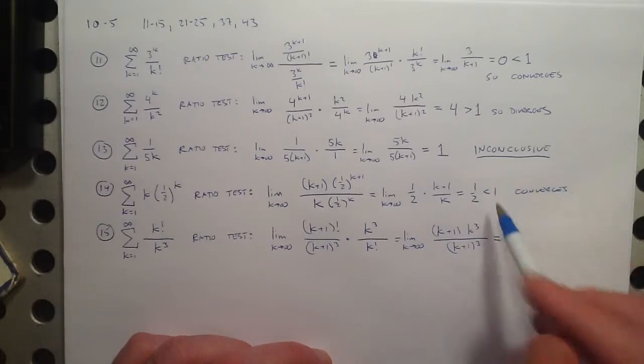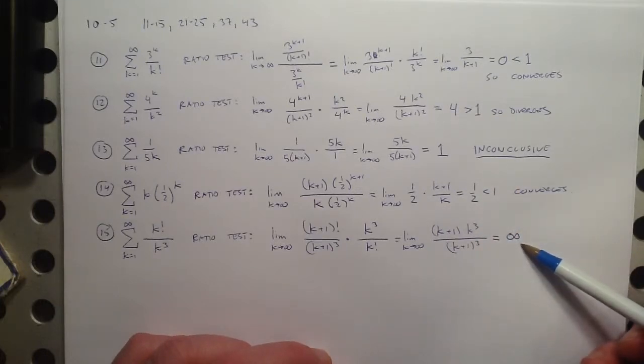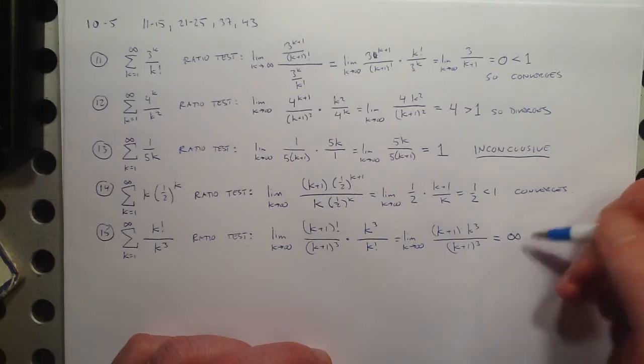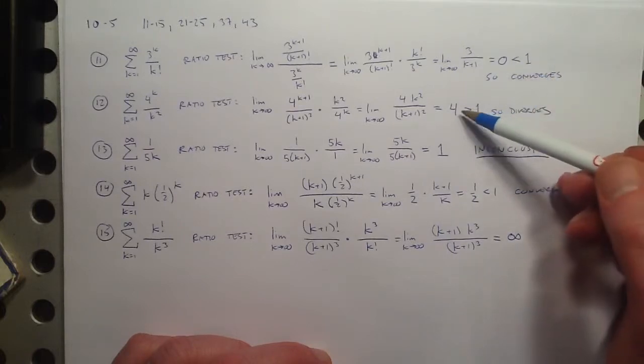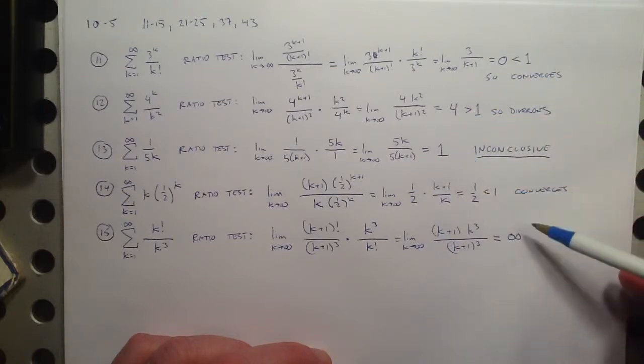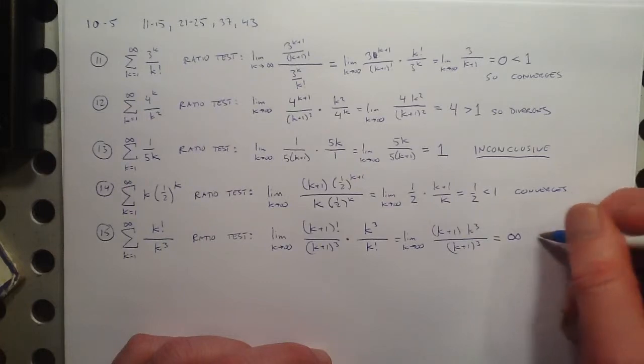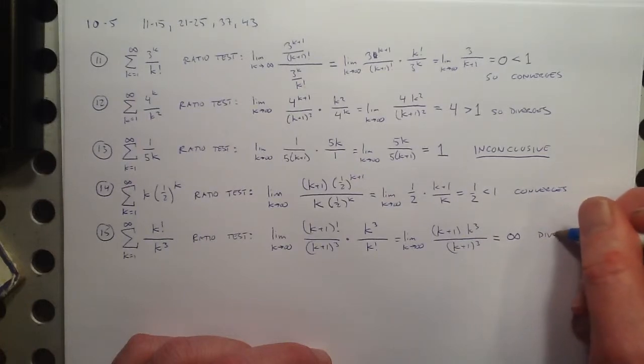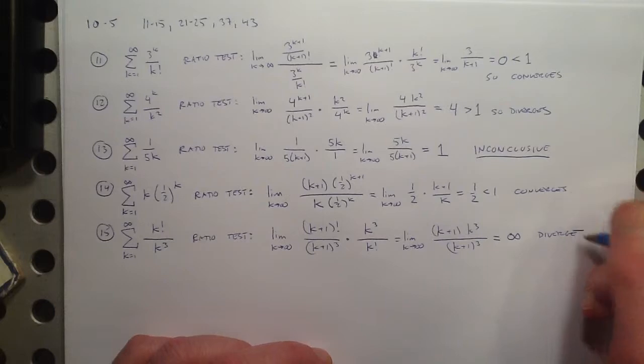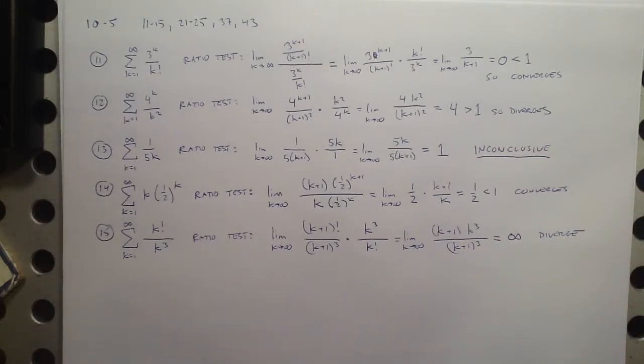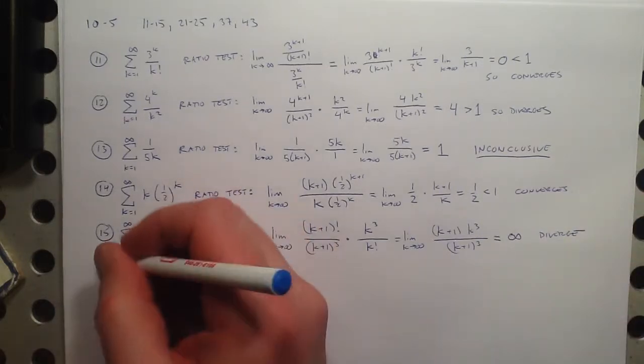So this doesn't even really end up behaving like a geometric series at all, right? All of these before have turned out to be somewhat geometric, right? So that's going to diverge big time. All right, jumping up to number 21.